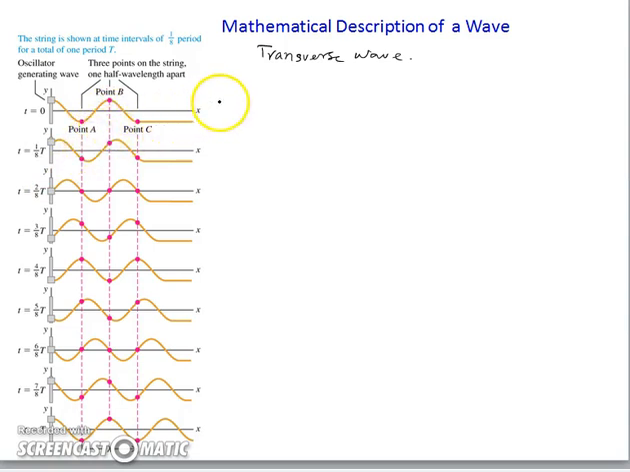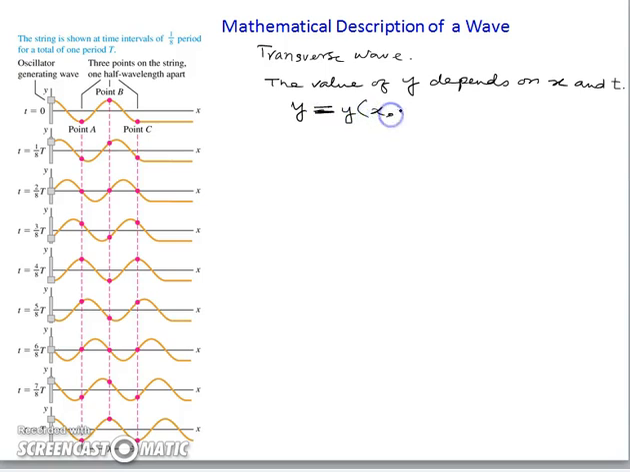So we can write that the value of y is a function of x and t, so you can write it as a wave function: y is equal to y of x and t. And here we can see that the particle at point B is at maximum positive value at t equal to 0, and returns to y equal to 0 at t equal to 2/8 of the period T.